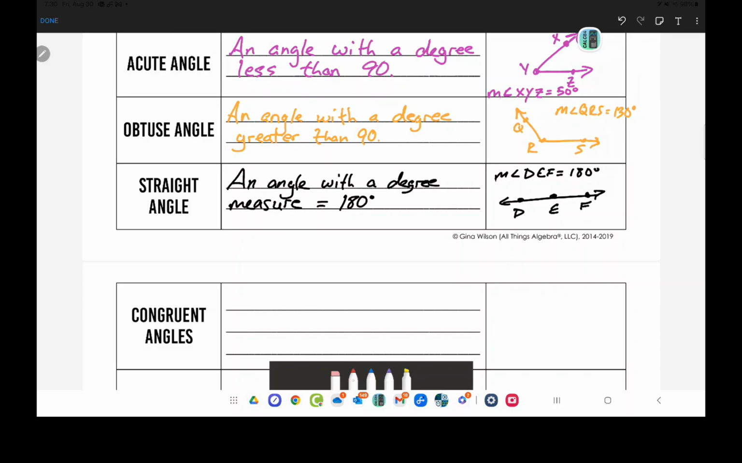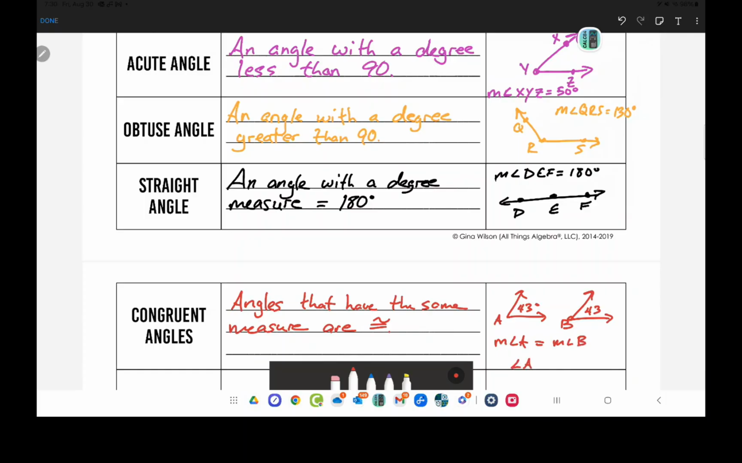Just like congruent segments, congruent angles are angles that have the same measure. A is 40 degrees, B is 40 degrees, and we know the measure of angle A equals the measure of angle B.